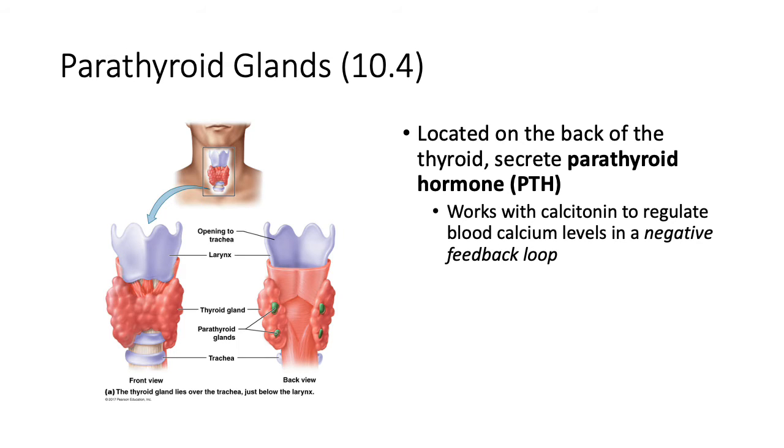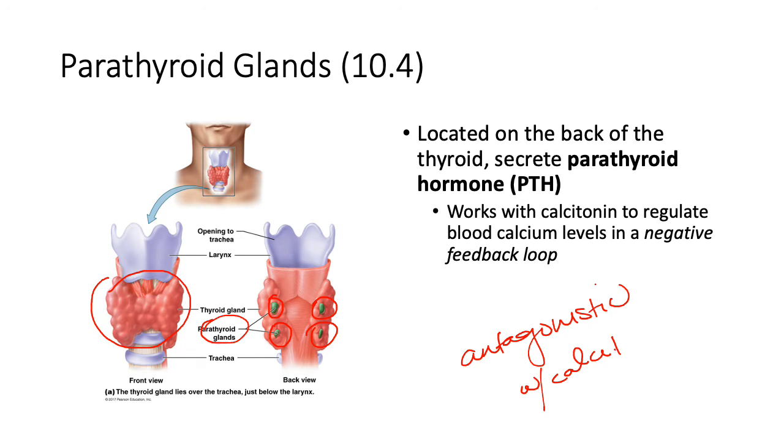So also associated with the thyroid gland are the parathyroid glands. From the front view here on the left, we only see the thyroid gland. But if you were to look from the back view, you would see that there are these glands in green in this diagram that sit on top of the thyroid gland. And those are the parathyroid glands. And they secrete parathyroid hormone, or PTH. This hormone also works with regulating blood calcium levels. So it actually works in what is called an antagonistic relationship with calcitonin. And these 2 hormones work together in a negative feedback loop to regulate our blood calcium levels.